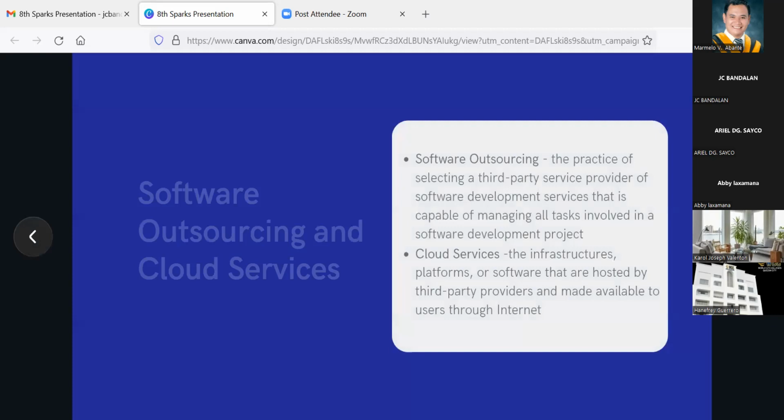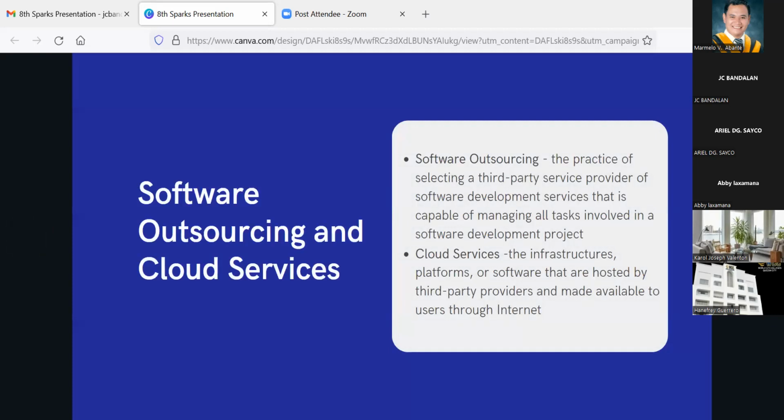Software outsourcing and cloud services. Let me just differentiate the two. Software outsourcing is the practice of selecting a third-party service provider or software development services that is capable of managing all tasks involved in a software development project. While cloud services is the infrastructure, platform, or software that are hosted by third-party provider and made available to users through the internet.